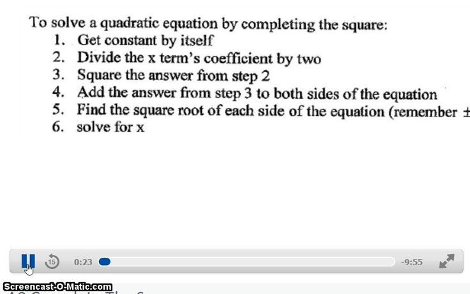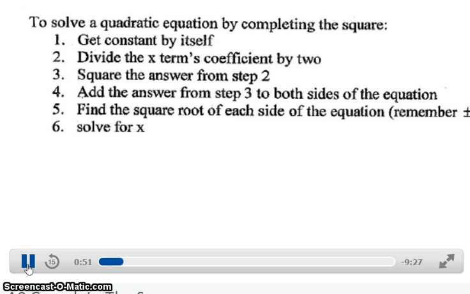You divide the x term's coefficient by 2. So go find the number in front of x, divide it by 2. Whatever you get, you're going to square. That number, what you get after you square it, you're going to add to both sides of the equation. So on the left, you're going to write your x squared and your x and then whatever you got. On the right, you're going to take the number that was there and add to it.